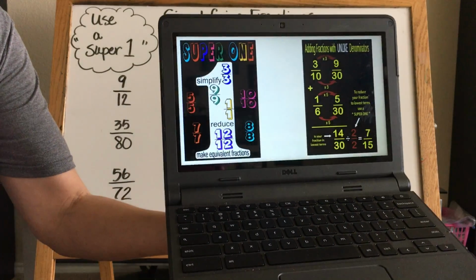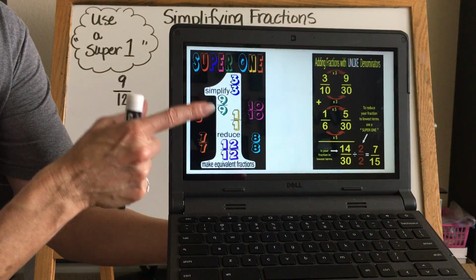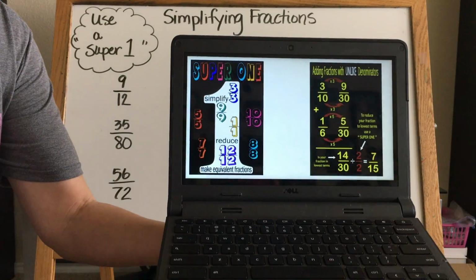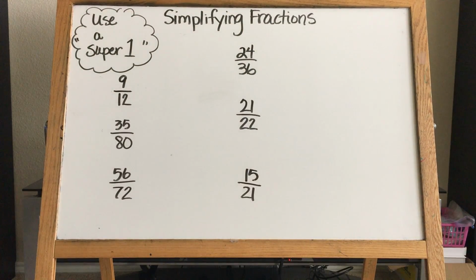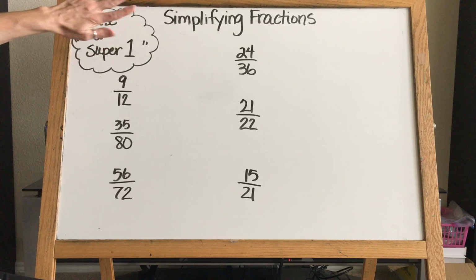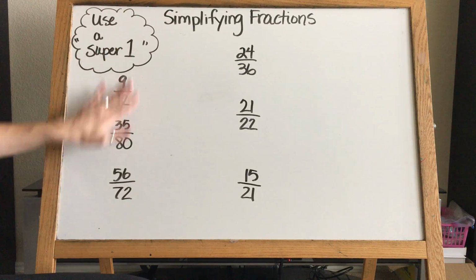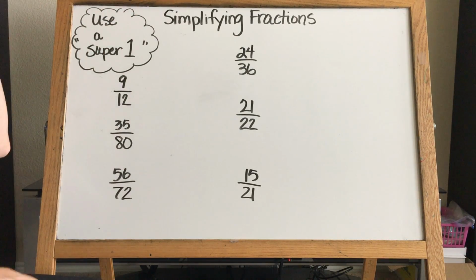So we talk a lot about super ones. Don't forget this poster. It will help you as well. It's in your references. Okay, so I have written "use a super one" just to remind us. So we're going to start with 9/12, okay?